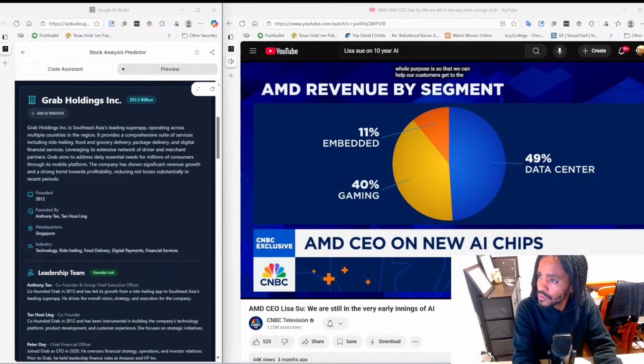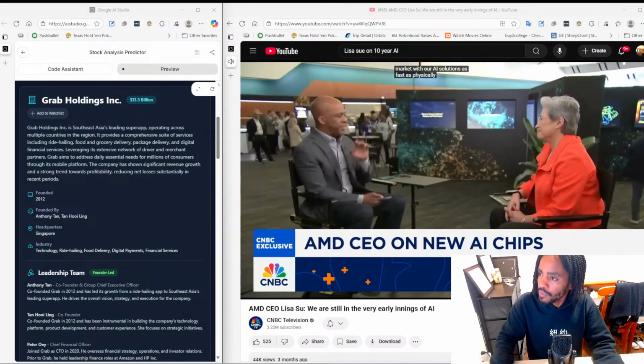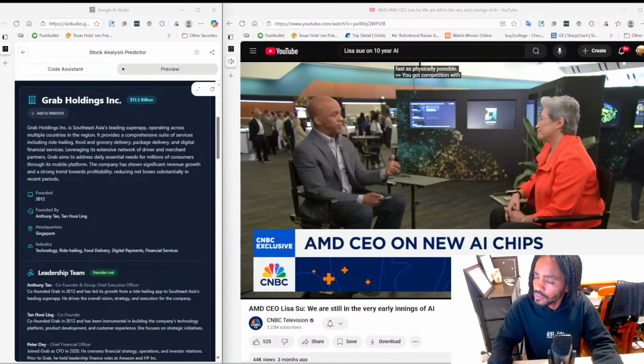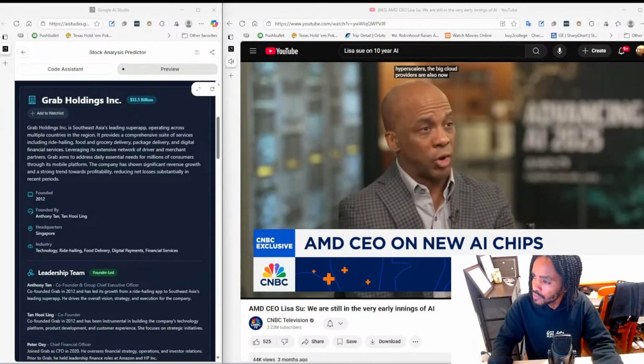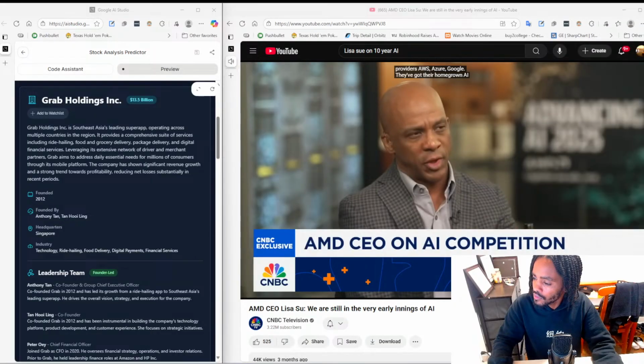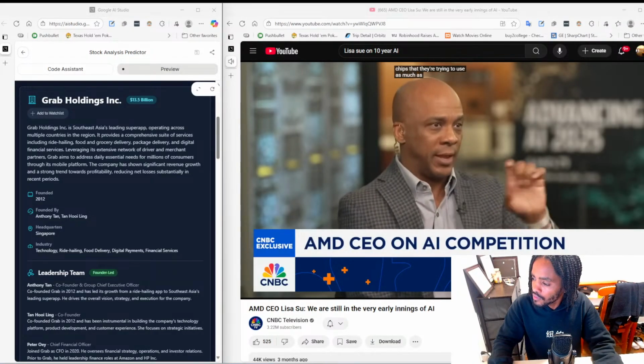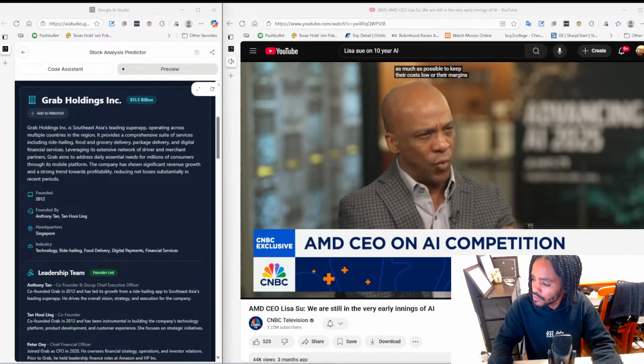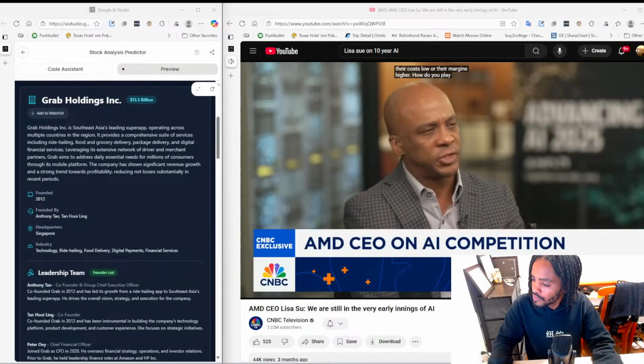You've got competition with NVIDIA at the high end, certainly. And then the hyperscalers, the big cloud providers who are also now big AI providers, AWS, Azure, Google, they've got their homegrown AI chips that they're trying to use as much as possible to keep their costs lower, their margins higher. How do you play to both ends of that and win? How does openness fit into your strategy?